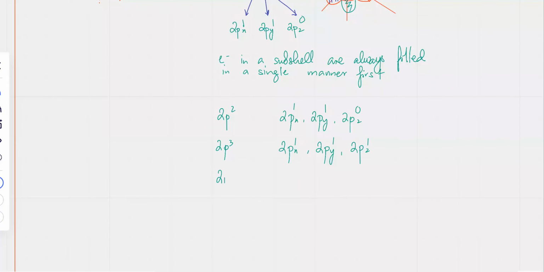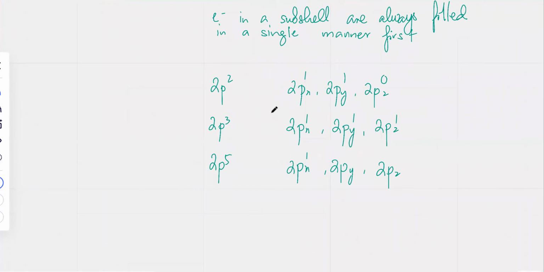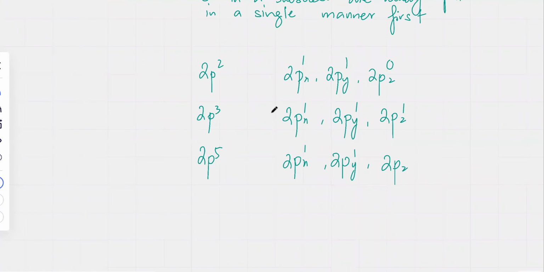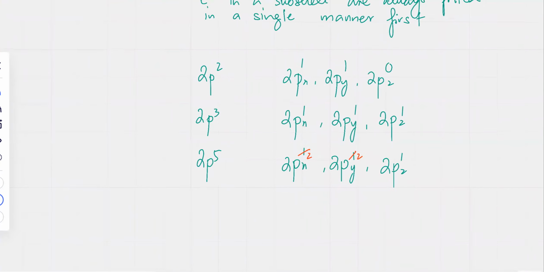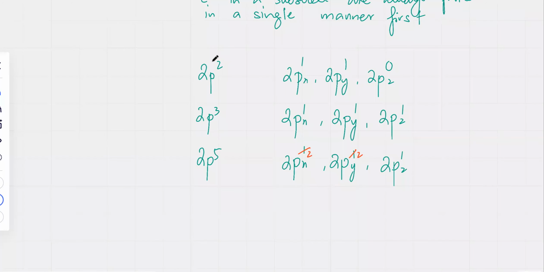On the other hand, if you have 5 electrons in the p subshell, remember electrons would still be filled in a single manner first. The first thing would be 1 electron occupying each one of the orbitals, and then there are 2 electrons still remaining. Then another electron would come over here and another electron would fill up this orbital so that the orbitals get completely filled up. So is this clear? How to fill a subshell?